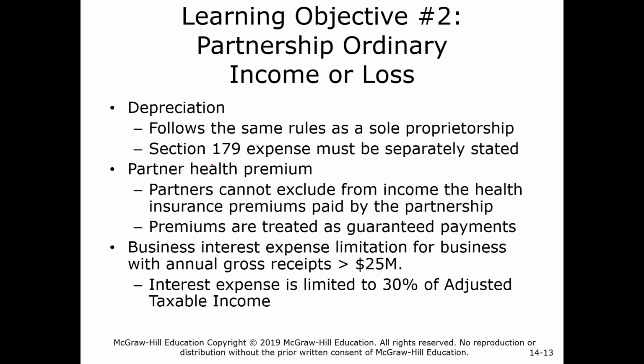There's also a business interest expense limitation. This is under the new law that was enacted in 2017-2018. It applies to businesses that have annual gross receipts of over 25 million. This would be the average of the 3 years; that's how this 25 million is calculated. And the interest expense is limited to 30% of the adjusted taxable income. We're not really going to go into this, but this is just FYI.